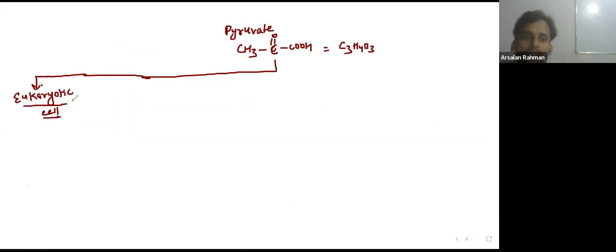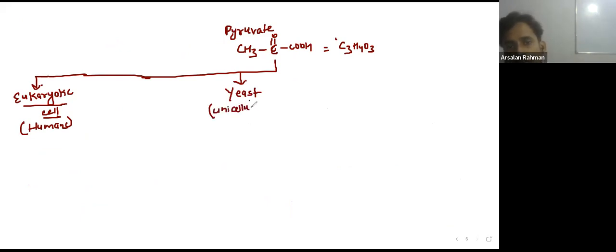First, we will take the example of a eukaryotic cell, for example, humans. The second example we will take is yeast. What is yeast? Yeast is a unicellular eukaryotic organism.